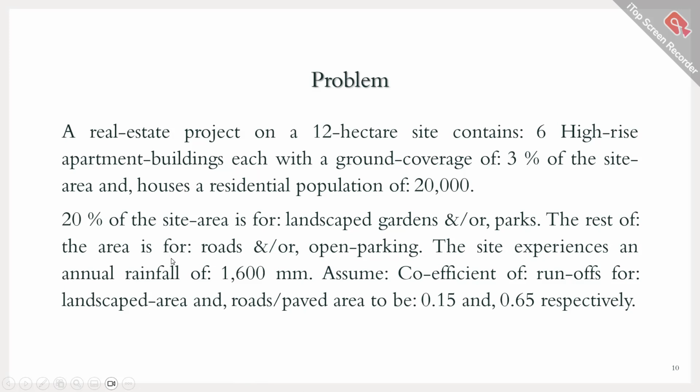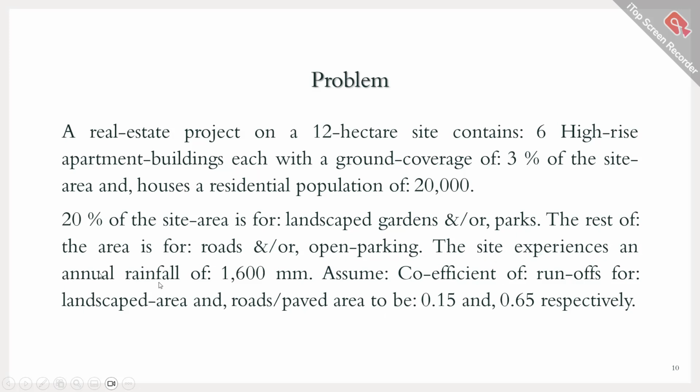The rest of the area, what percentage is there? 62%, right? So 62% of the area is for roads and open parking. So there are three types of areas. One is the road area, AR, you can assume. Another one is your building area, which you can assume as AB. And another one is the landscape area, you can assume as AL. So this 12 hectares is distributed among these three types of areas: landscape, roads, and buildings.